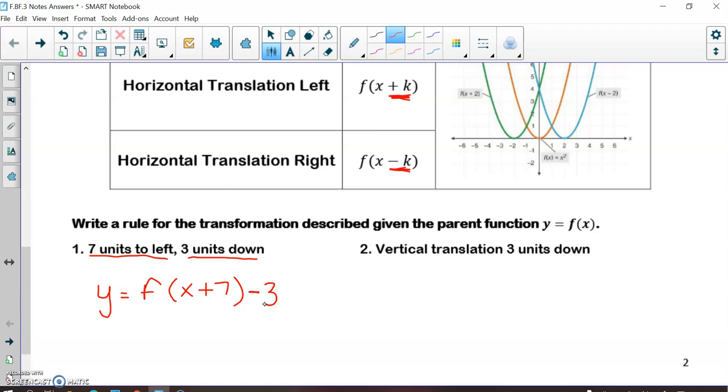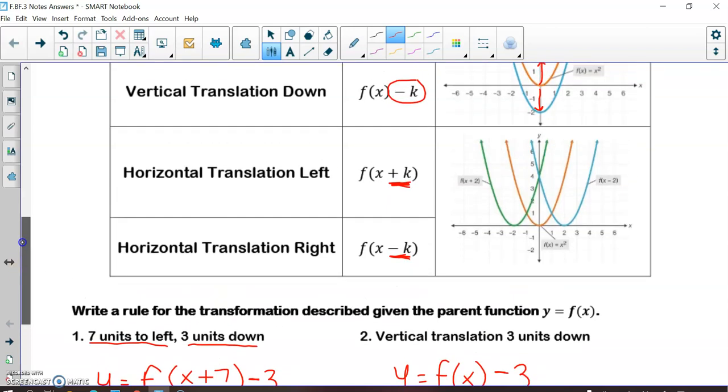Now number 2 says we just want a vertical translation 3 units down. So that would be y is equal to f of x. We're not doing any horizontal translation. We're just going 3 units down. So that's minus 3. And that's it. That's all you would need to do for numbers 1 and 2.